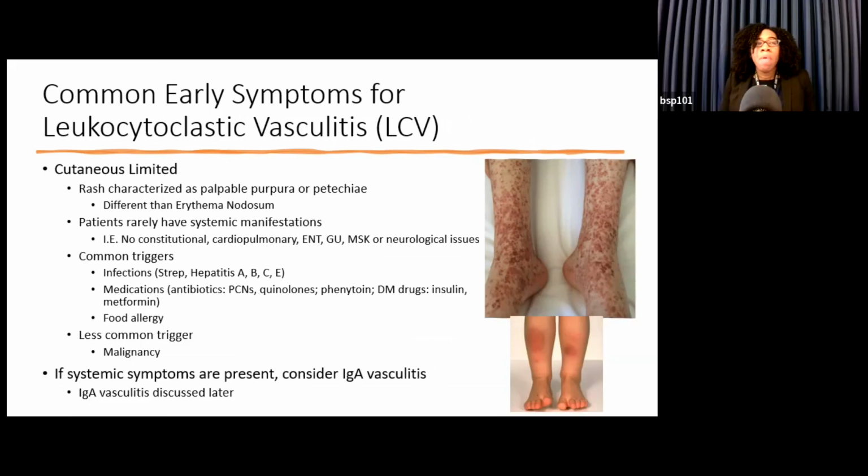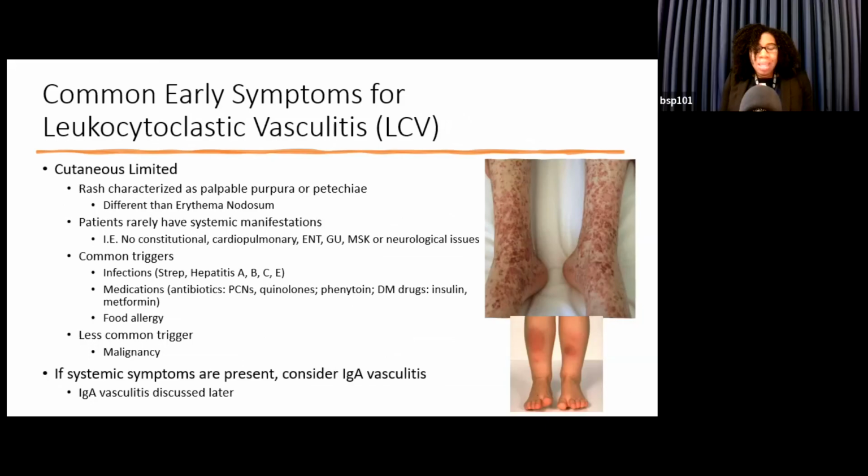Because it's cutaneous limited, for the most part, people typically do not have systemic manifestations such as fevers, chills, cardiopulmonary, ENT, GI, or GU symptoms, or MSK or neurologic involvement. Now, a lot of times the rash can be idiopathic, but there are some common triggers that we see on a regular basis, in particular infections such as strep or hepatitis, various medications, including some antibiotics, phenytoins, as well as diabetes drugs, and then various food allergies.